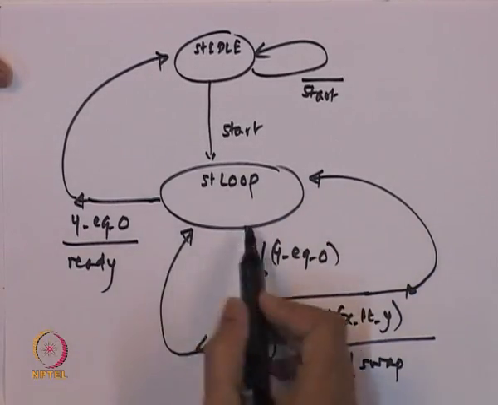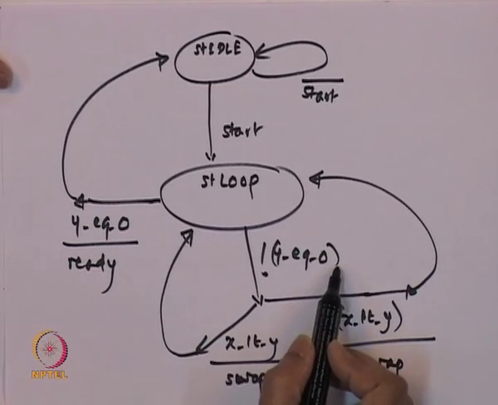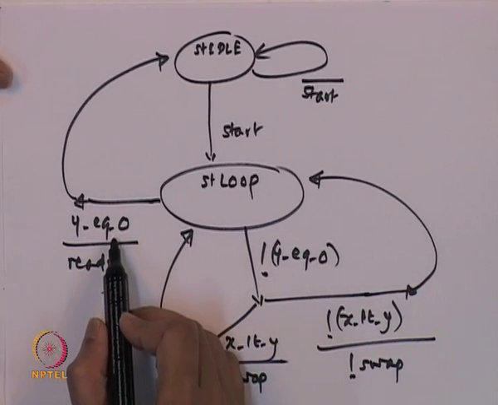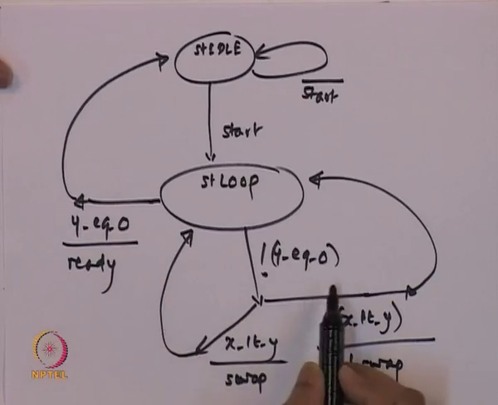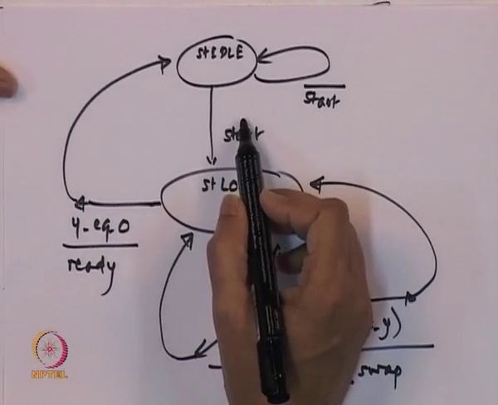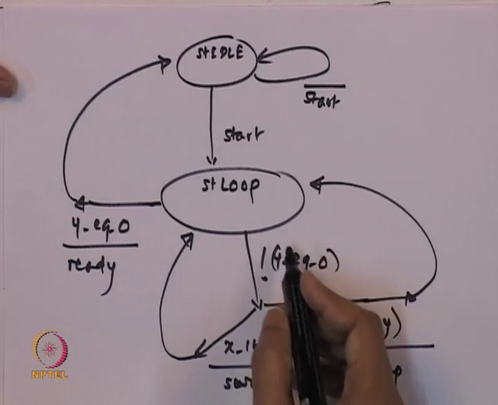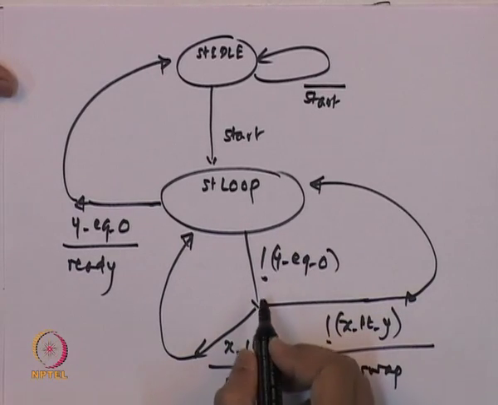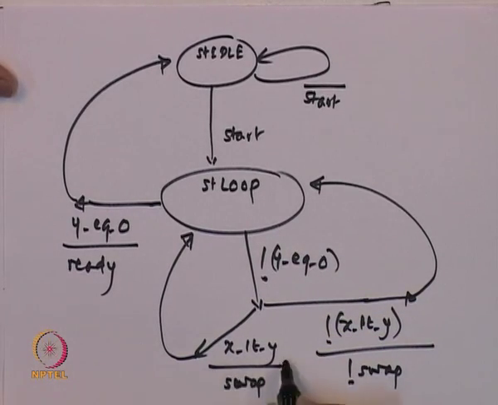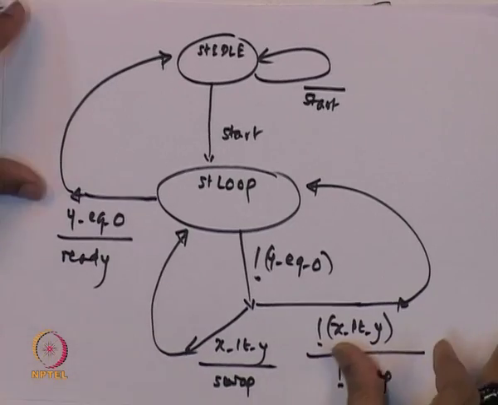Note that in this particular state, there is no role of the start signal. It completely ignores the start signal. It only depends on whether y is equal to 0, in which case it knows that the computation is finished and the ready signal is asserted, and if y is not equal to 0, it would depend further on whether x is less than y or x is not less than y.